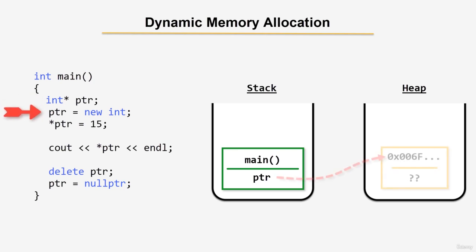Then I go and create a new object in the heap, an integer, so that will allocate enough space for an integer in the heap, and if that is successful, it will return the address of that and store it in the pointer. Then I store the value 15 in that object. Then of course I do the console output, which will print out 15 to the console. Now the statement where I use the delete operator is going to deallocate the memory in the heap wherever that pointer is pointing at.